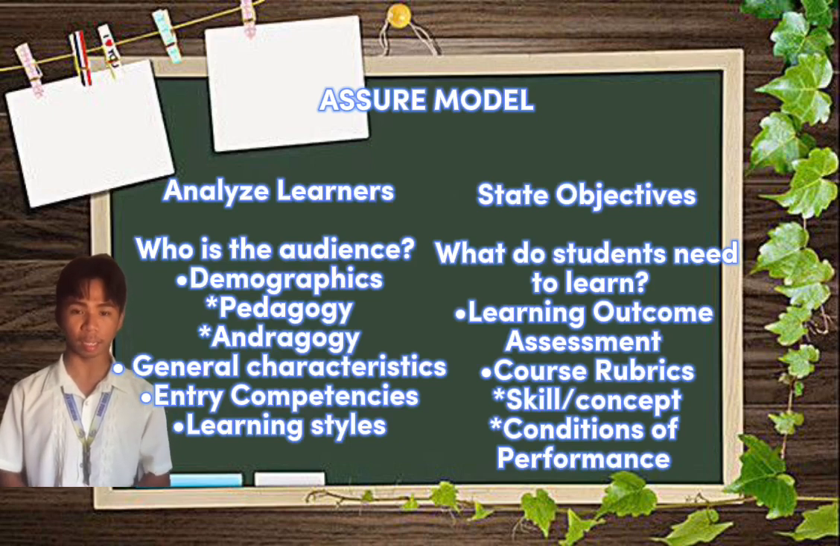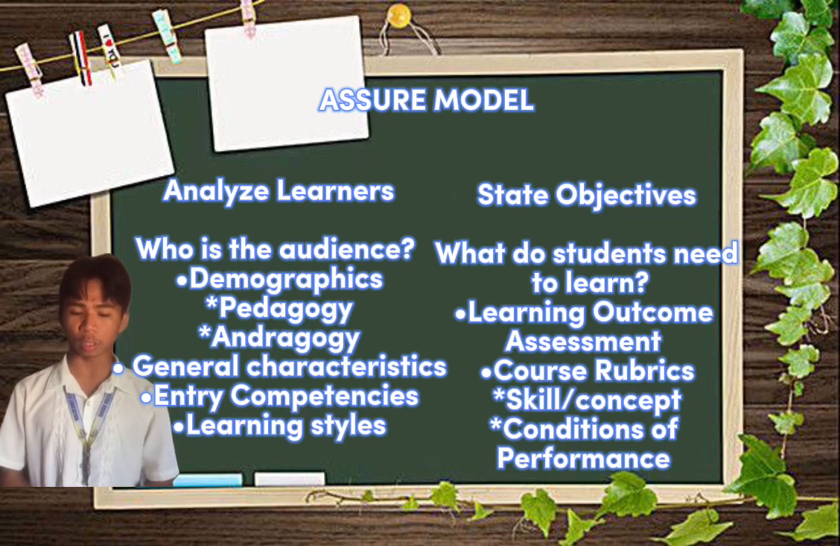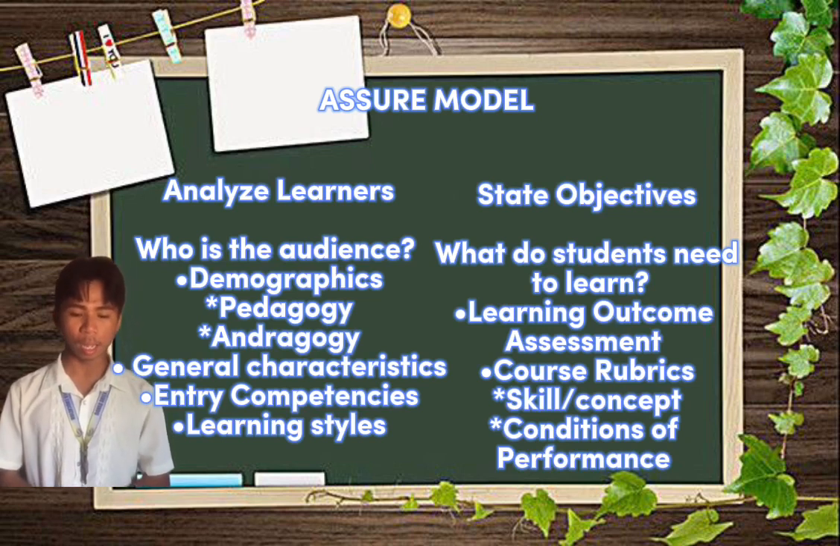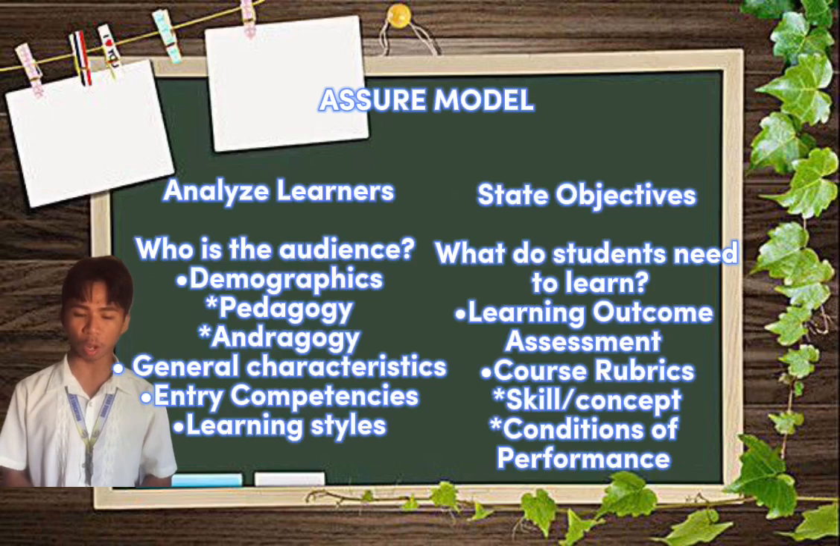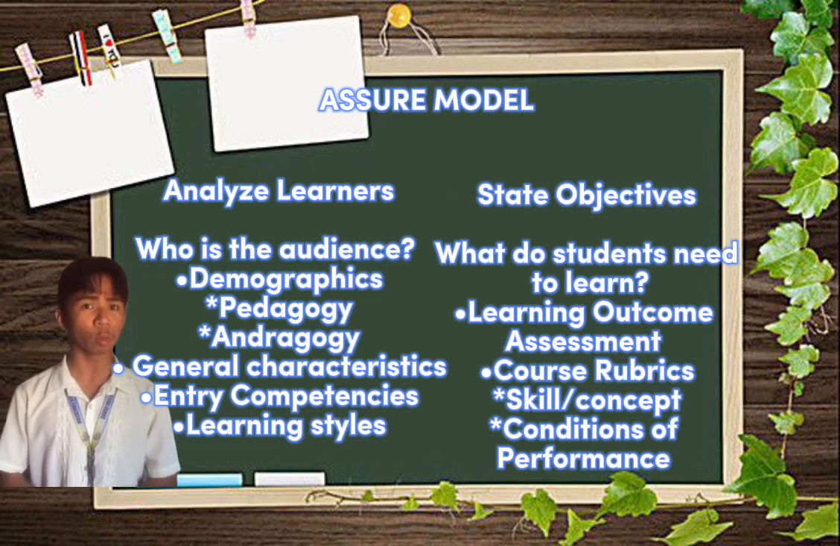The second one is state objectives. What do students need to learn? So of course, learning outcome assessment, course rubrics, skill or concept, proficiency or accuracy, conditions of performance. So what do students need to learn from this course pack? Of course, they are going to develop themselves or their skills in the instructional design model, or this ASSURE model.